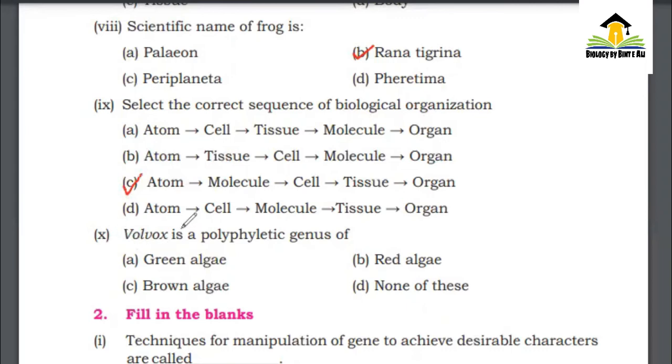MCQ number 10, Volvox is a polyphyletic genus of: A. Green algae, B. Red algae, C. Brown algae, D. None of these. The right answer for this MCQ is A, Green algae.